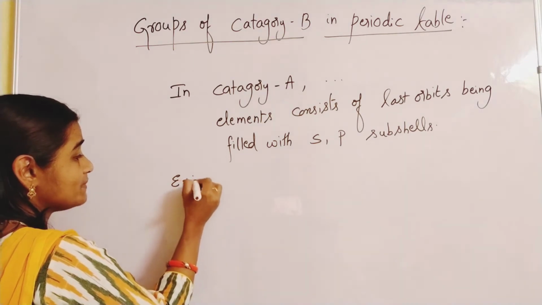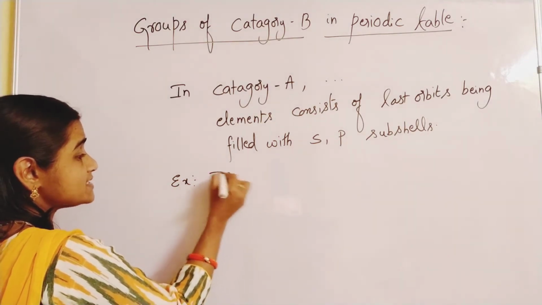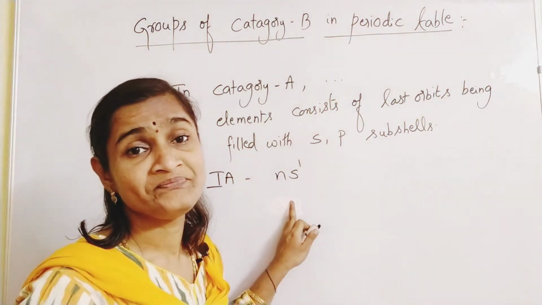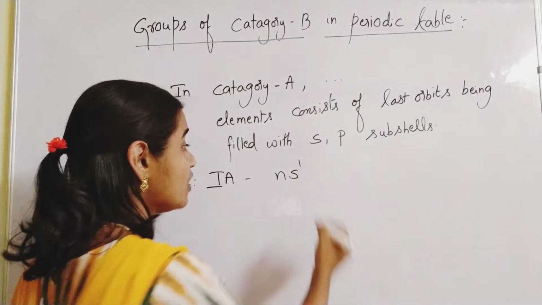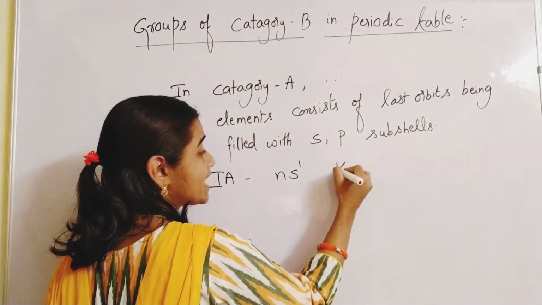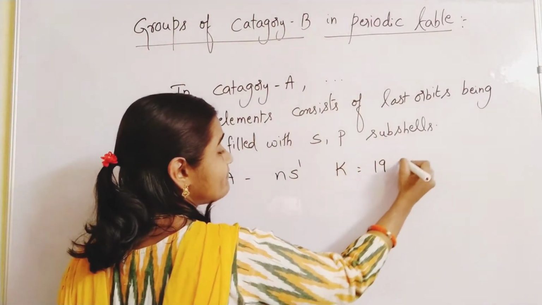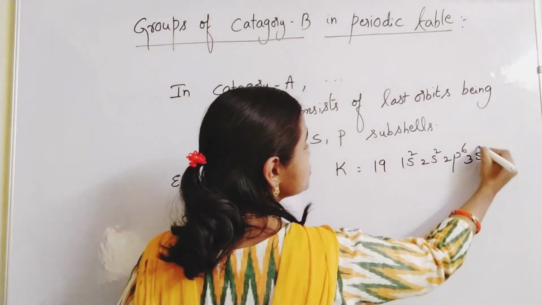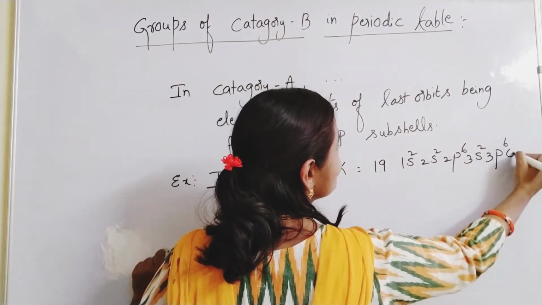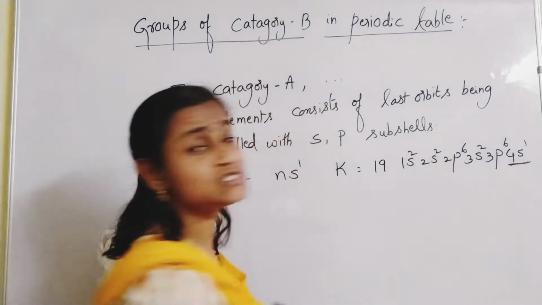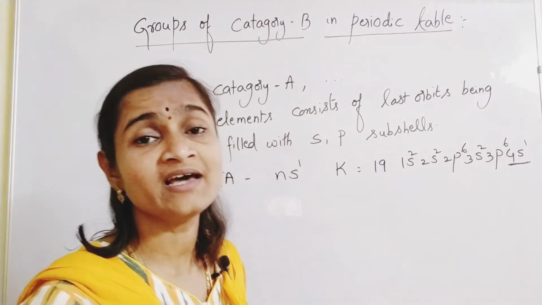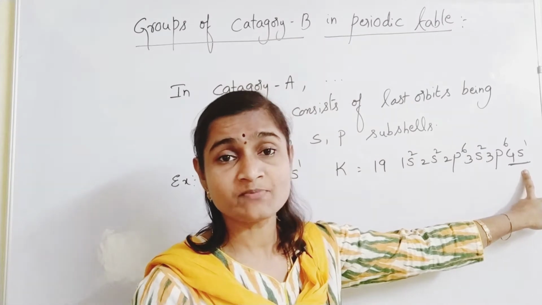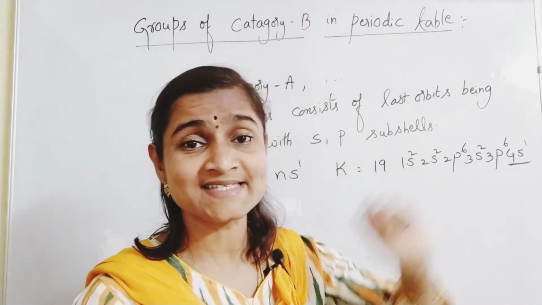Like if you take the example of 1A group elements, we have learnt the general configuration is ns1. For example, potassium, if you take 19, its configuration is 1s2, 2s2, 2p6, 3s2, 3p6, 4s1. So the last orbit, the valence shell, is filled in which subshell? It has been filled only in the s subshell.